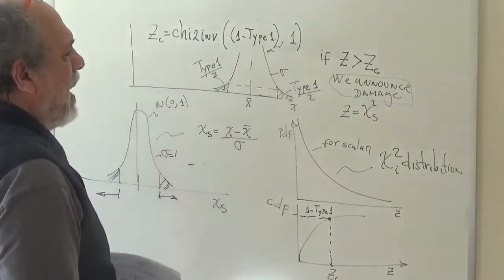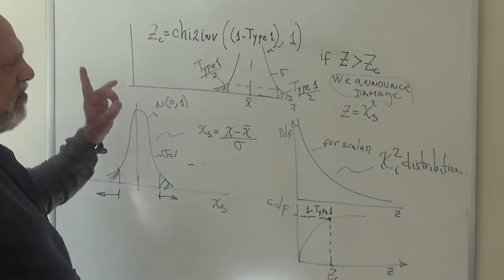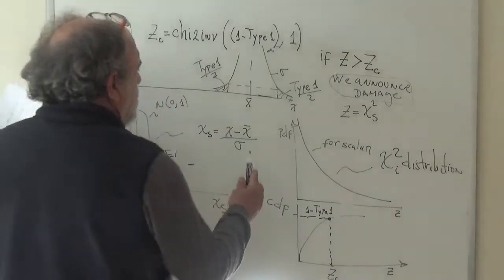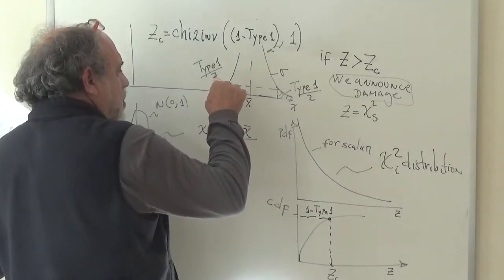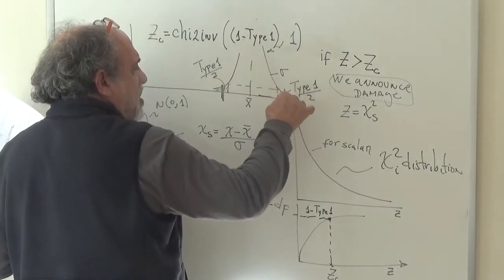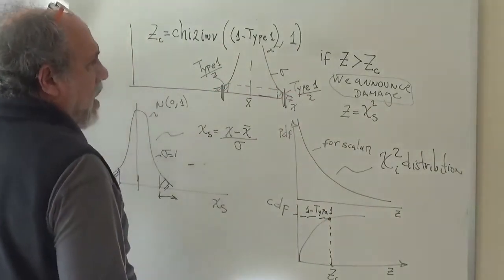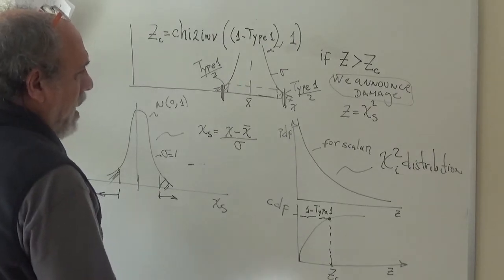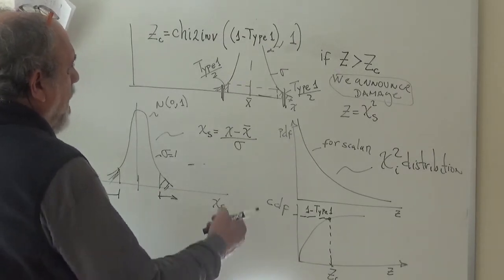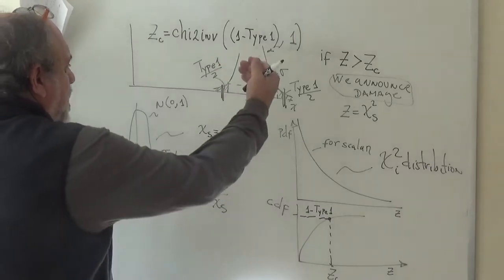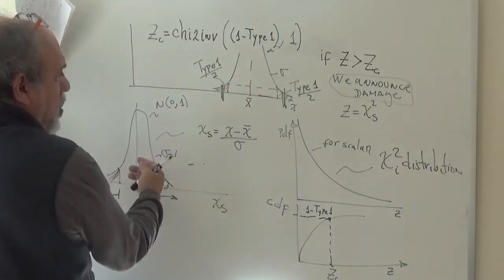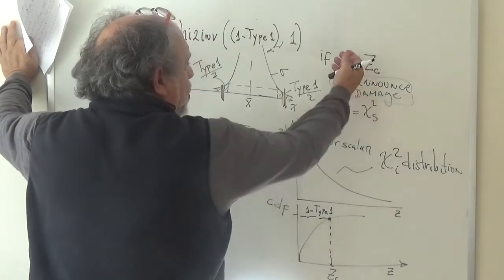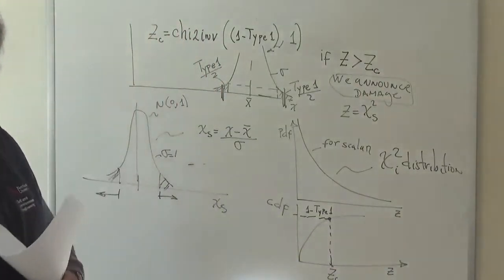As I say, for the single variable, this doesn't make sense, because that would mean that we would announce damage when we get things on this side, which is okay, but also when we get things on this side, which is not okay. But at least mechanically, I'm trying to get the point across: how we go from the Gaussian to the standardized Gaussian to the square, which is this, to the CDF, to the criteria.